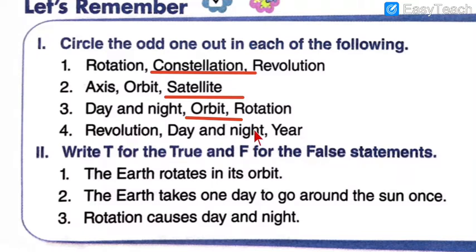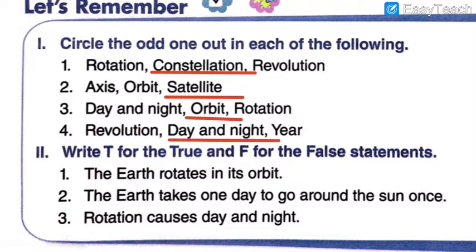Come on, quickly find out the odd one. Your time starts now. 5, 4, 3, 2, 1, 0. So which is the odd one?